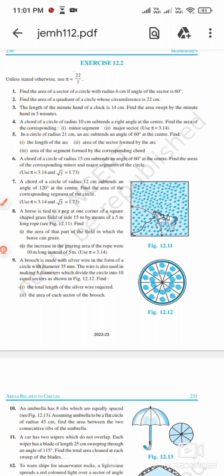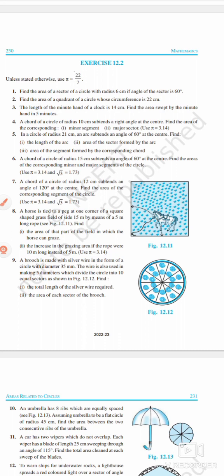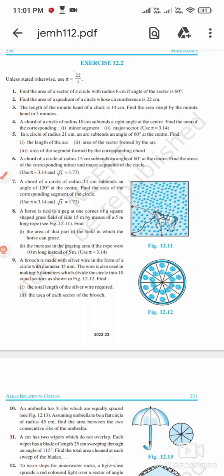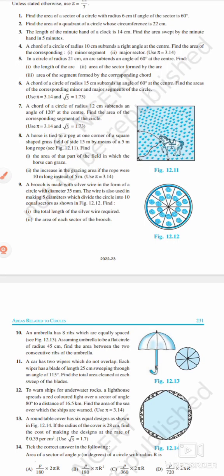A chord of a circle of radius 10 centimeter subtends a right angle at the center. So it's a right angle at the center. Find the area of the corresponding minor segment and the major sector. So whatever is the minus, you find out the sector's area and minus the segment out. So that is how you will be going ahead. So, a chord of a circle 10 centimeters subtends a right angle at the center.